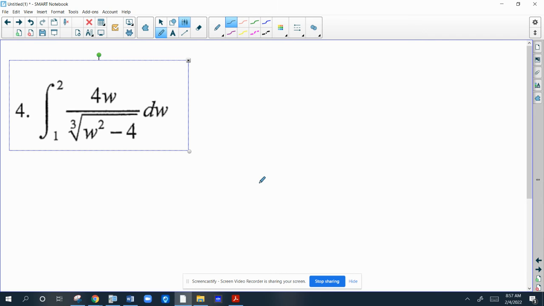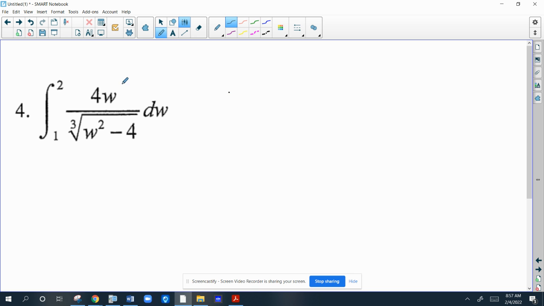Well, what we have here is an improper integral. Why is it improper? If you look at the denominator, the cube root is fine. You can take the cube root of anything, but you can't divide by 0. So you can see the denominator will equal 0 when w is -2 or +2. -2 doesn't matter because it's not in our limits, but +2 is the upper limit. So we can't integrate this as written.